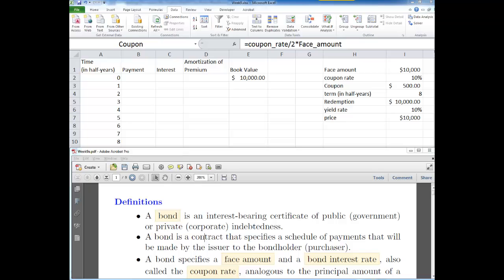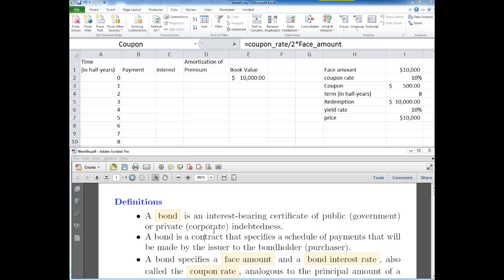Okay, so we're going to talk about bonds now. And a bond is an interest-bearing certificate of public or private indebtedness. So when you buy a bond, you're essentially making a loan to the issuer of that bond.